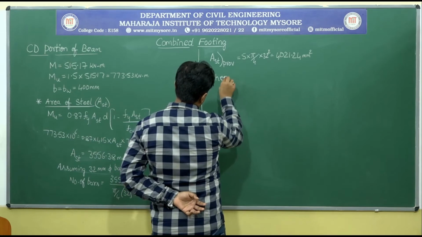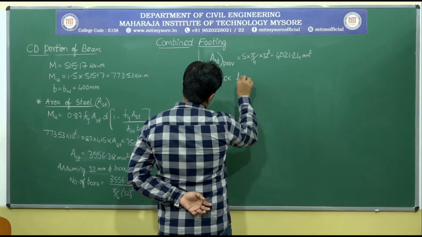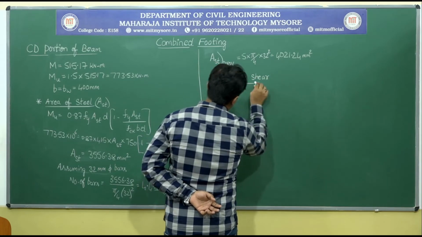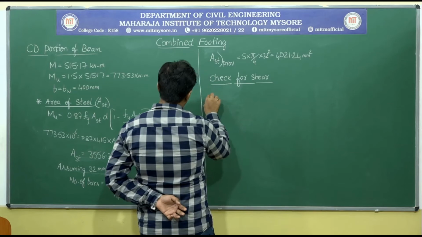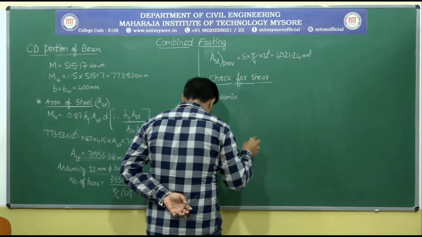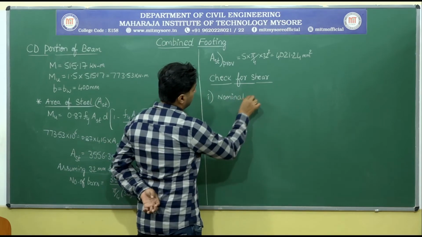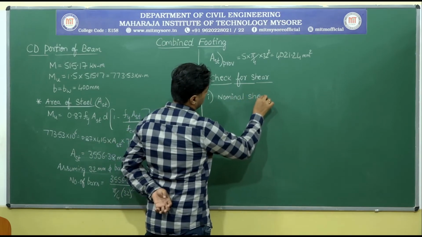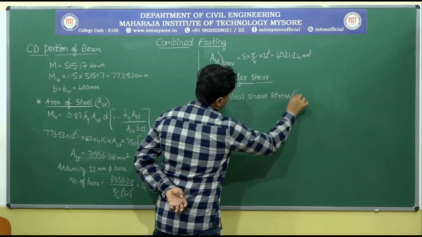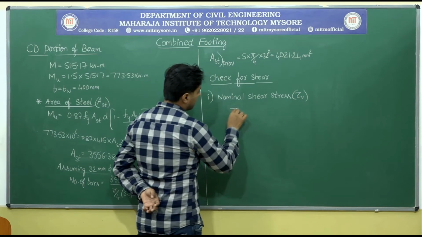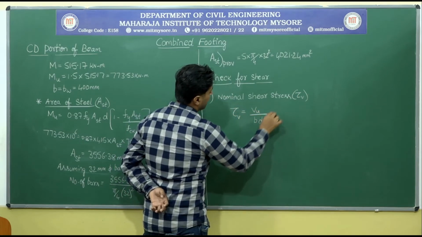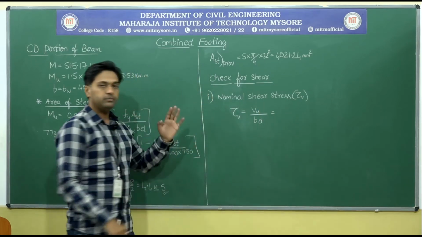So the next step is the check for shear. You know that in check for shear there are 3 steps. The first one is nominal shear stress, that is tau V. So tau V is equal to Vu by b into d. What is the value of Vu?